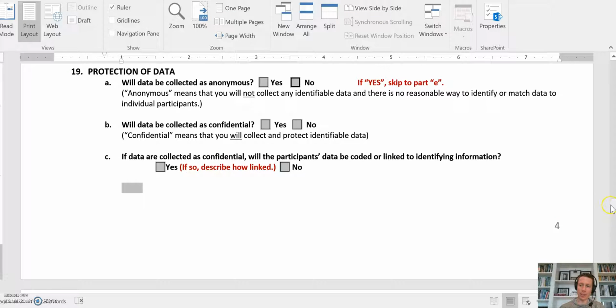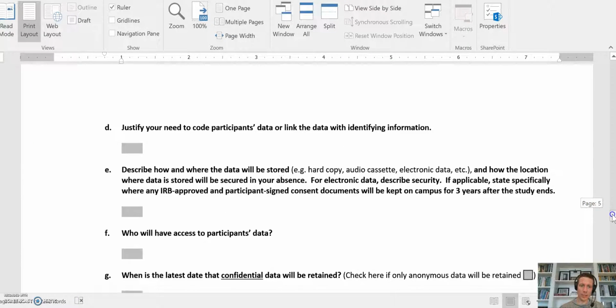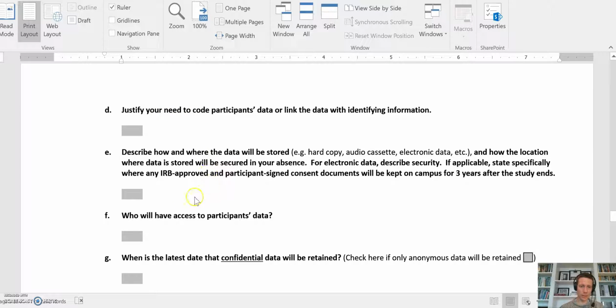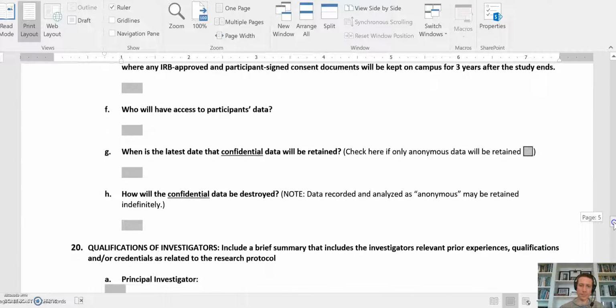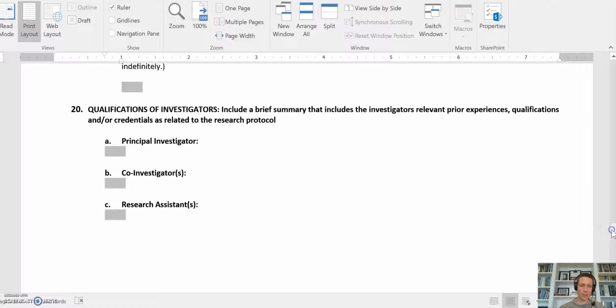How are you going to keep that data confidential? Are you going to use a code list? Are you using pseudonyms? Justify your need to code the participants. Who will have access to the data? How and where will the data be stored? Is it under lock and key? When is the latest date that confidential data will be retained? How will it be destroyed? What qualifications do the investigators have? What training?